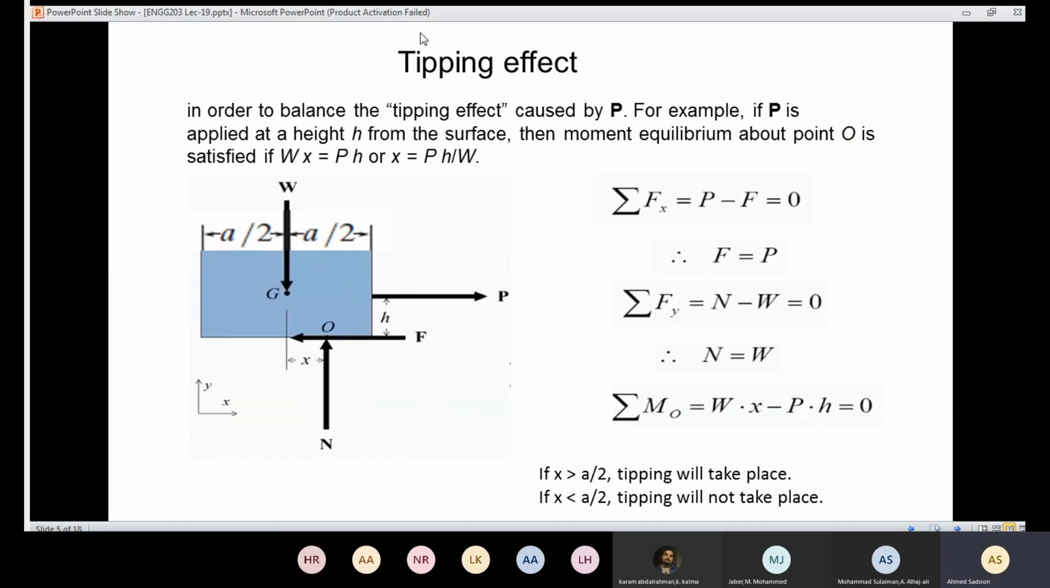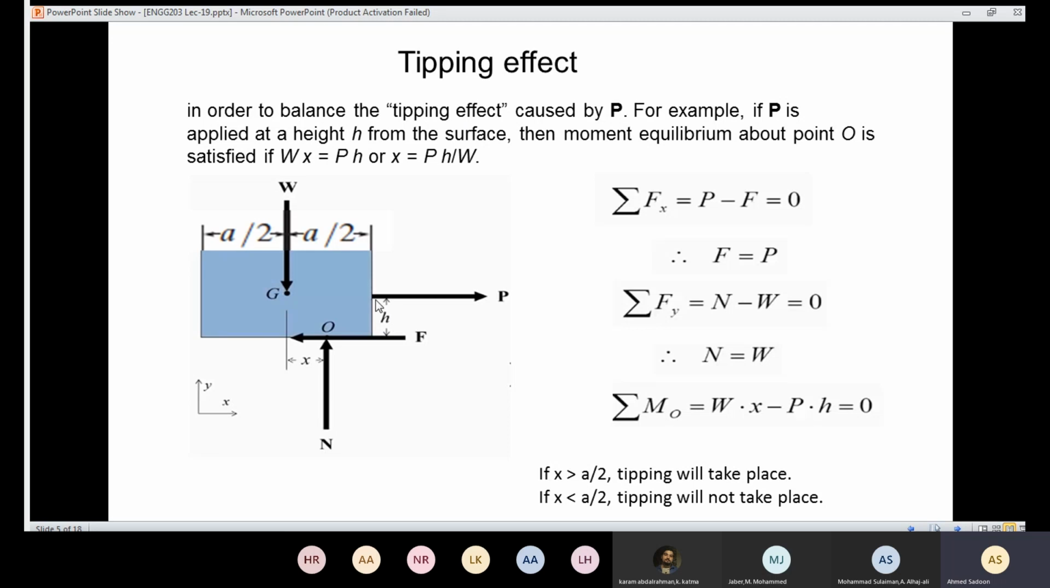Then we have the tipping effect. The tipping effect means that sometimes when you apply a force to a box, we are not going to have sliding, which means that if I apply that force here, sometimes we are not going to have sliding. The box is not going to move in that direction. The box is going to turn over. We call this the tipping effect.